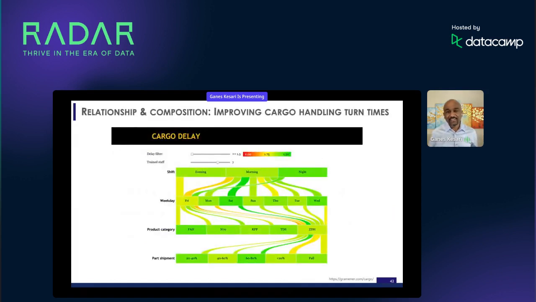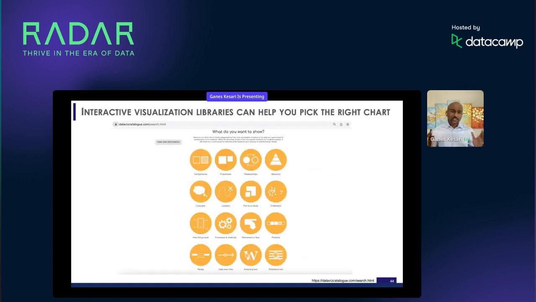We'll skip this again. This I'll share as a link. Do go through. This is a very interesting case study on handling cargo. And this talks about relationship and composition. By the way, there are several interactive visualization libraries you can use for picking charts. This is one example. You choose the pattern or you give some preferences. It shows the likely charts you can pick.